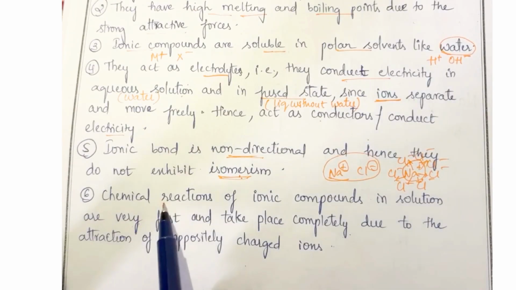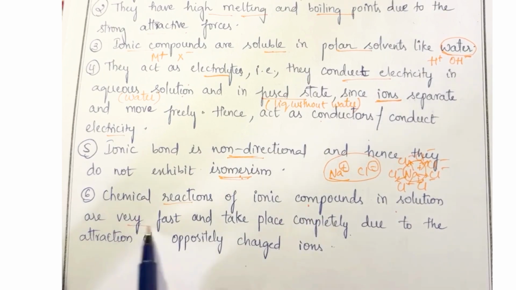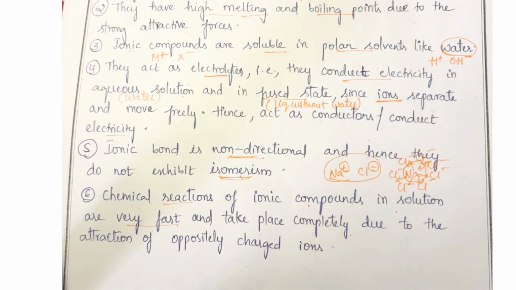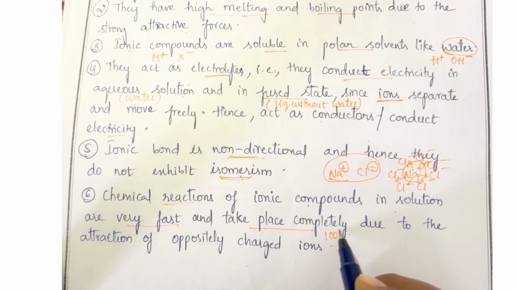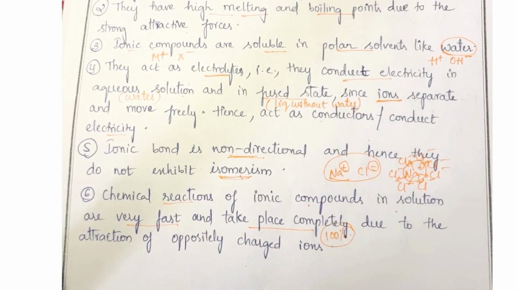And if you consider the chemical reactions of these ionic compounds in solution, they are very fast because they form ions, and between the ions the reaction takes place very fast and completely, up to 100%. No reactant will be left unreacted. This is about the properties of ionic compounds.